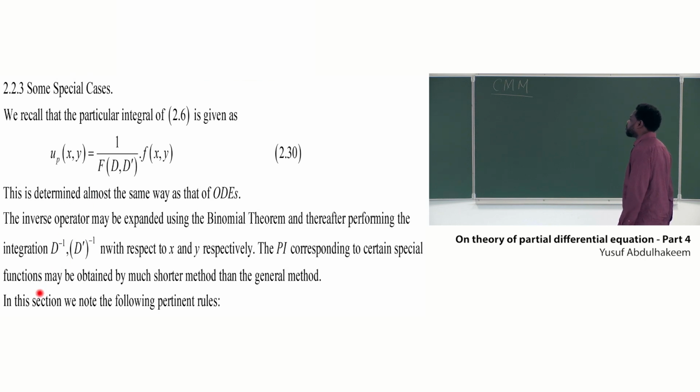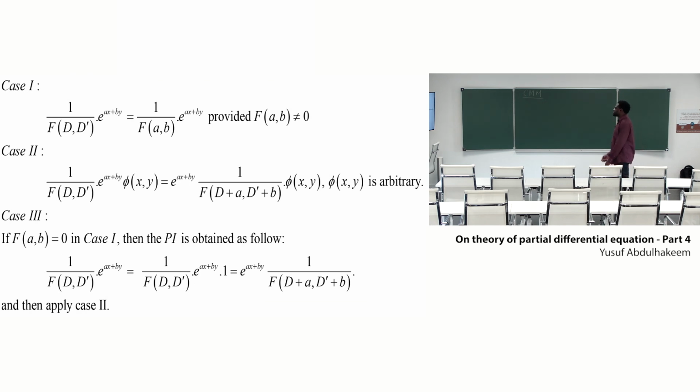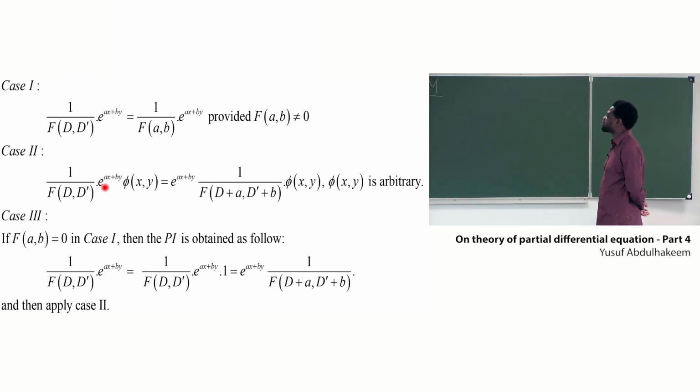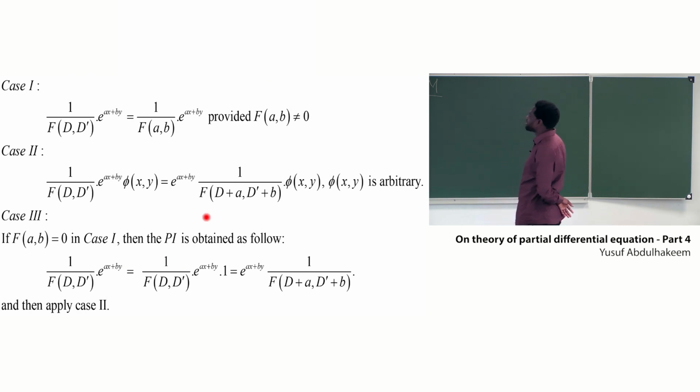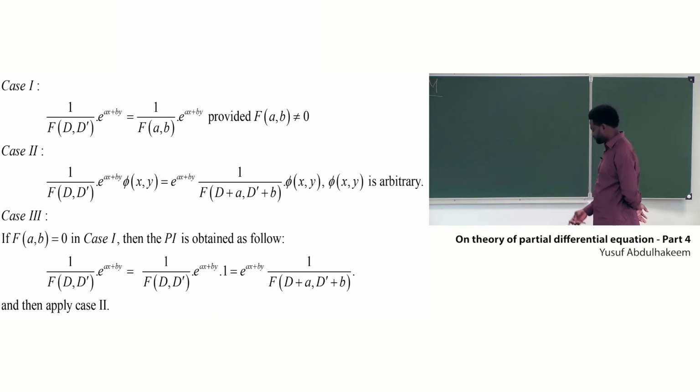So in this section, we note the following pertinent rules. For case 1, if we have this, this is what we are going to have, provided this is not equal to 0. Then let's look at case 2. Supposing there is another function multiplying this, then everything here should be taken as this. Then we introduce a and b into this, so that will give us what we have in here, then multiply by this phi, where phi is just an arbitrary function. So if a and b are equal to 0 in case 1, then the particular integral is obtained as follows.